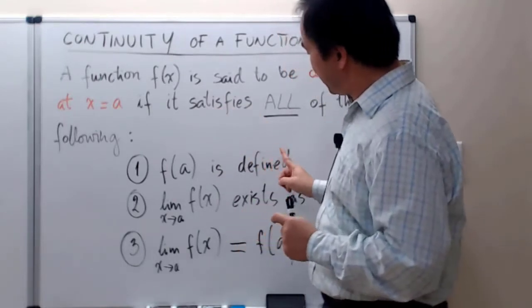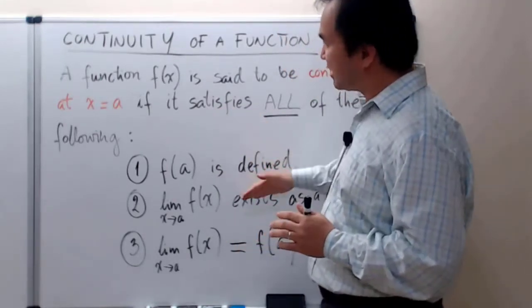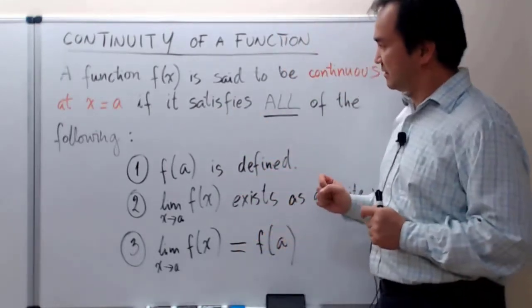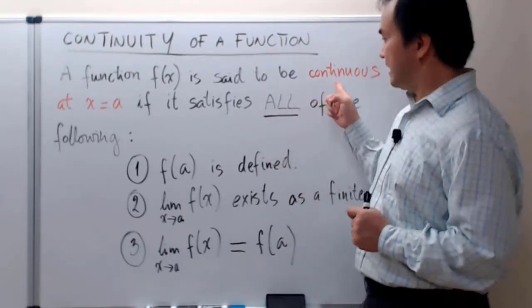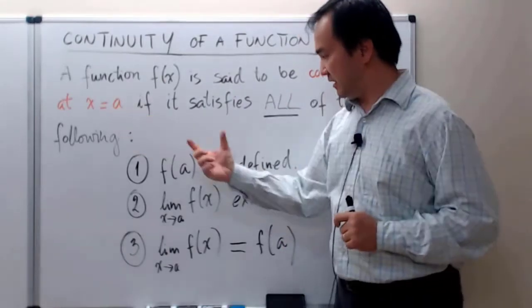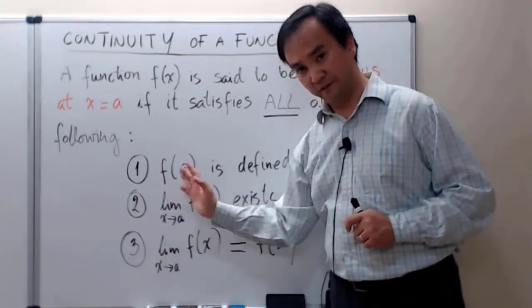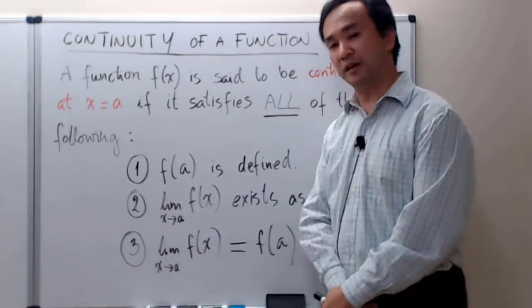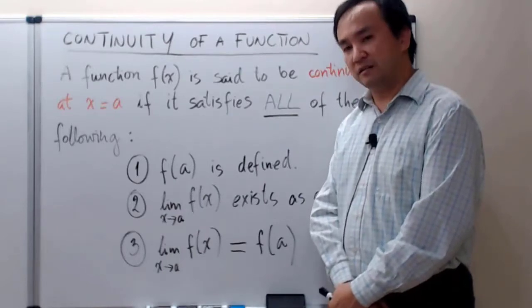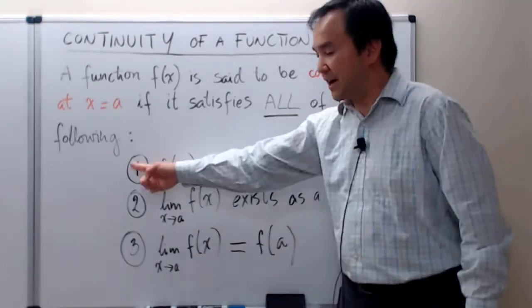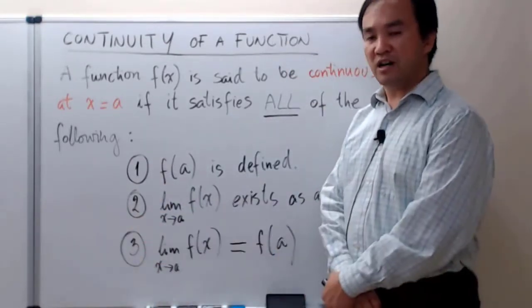And so the first thing anyone after reading this definition must keep in mind is that in order to say the function is continuous at x equals a, your function must satisfy all of these 3 requirements. Failing one is not going to get you through the door. I mean, it's not going to be continuous if you fail one of these 3 requirements.